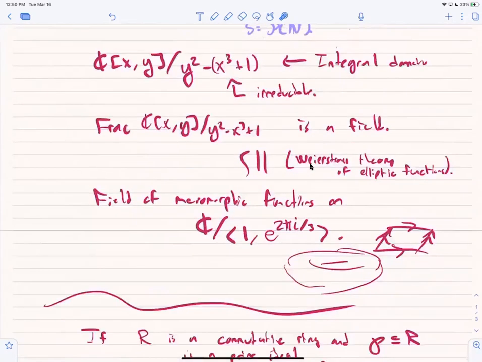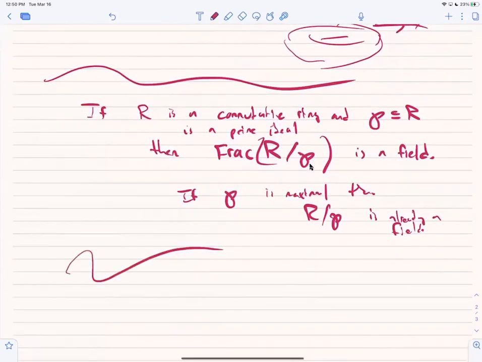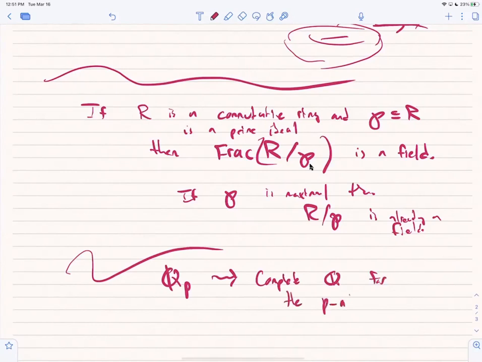Let me give one more example. We gave you this ring theoretic way of producing new fields, but there's also an analytic way of producing new fields, which is related to the ring theoretic way. So another example of a field is the p-adic numbers. You complete Q for the p-adic topology.